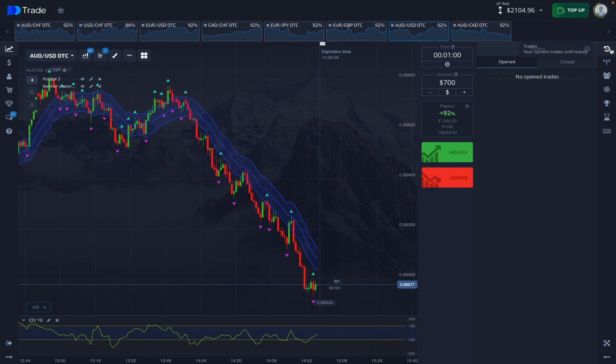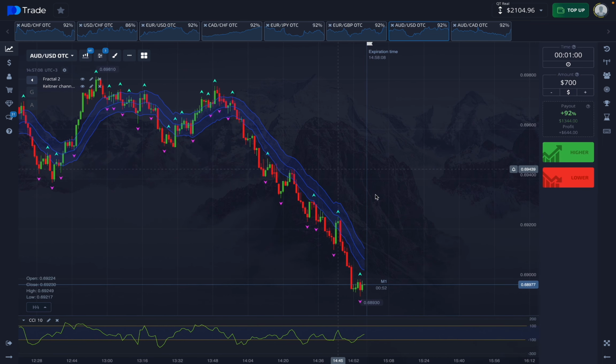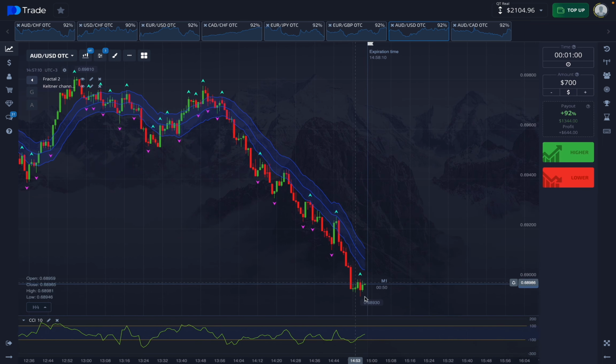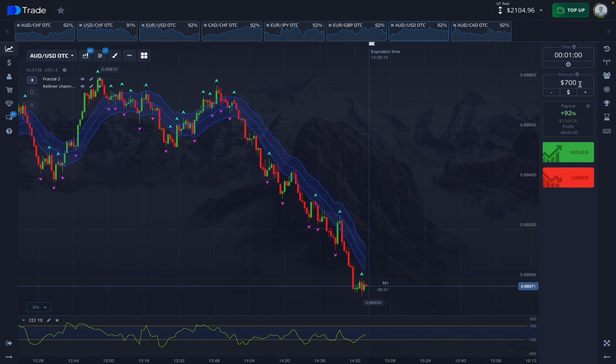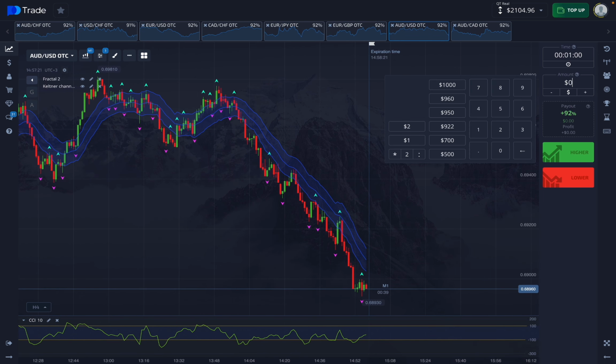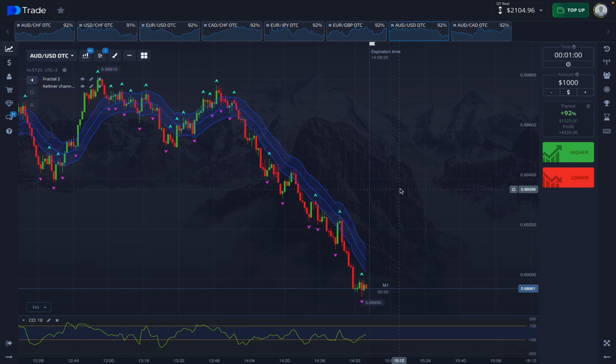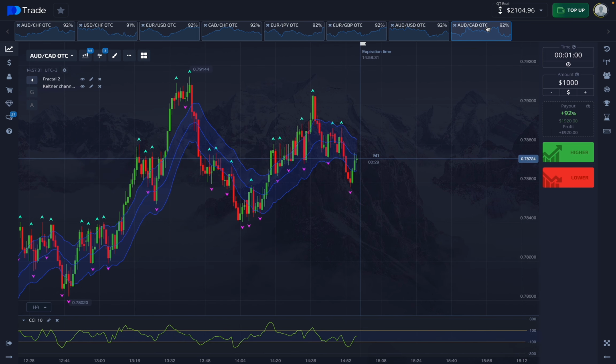Here we have a new local minimum forming. In general, everything is happening as I expected. So we are already in the black by $1,000. Let's change the amount and put $1,000 and select the next currency pair. I also want to open the deal again for an increase, maybe not entirely.